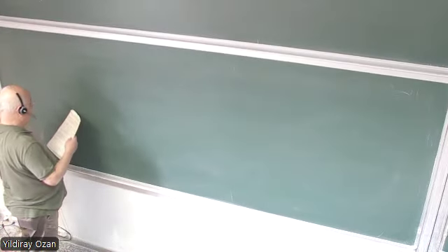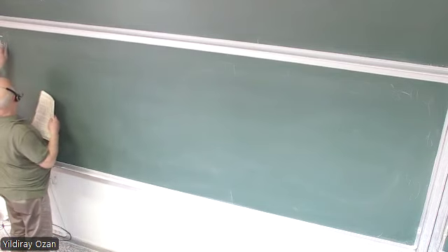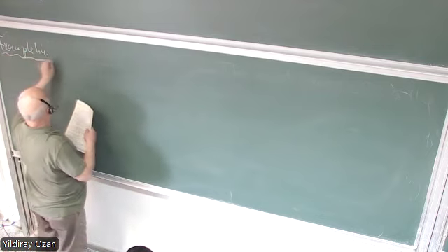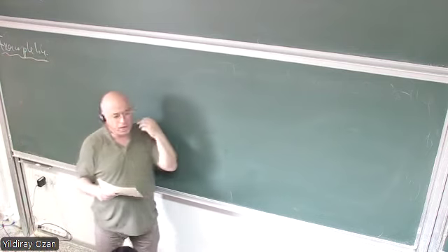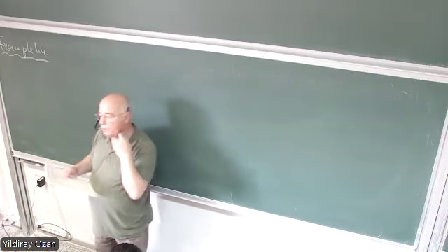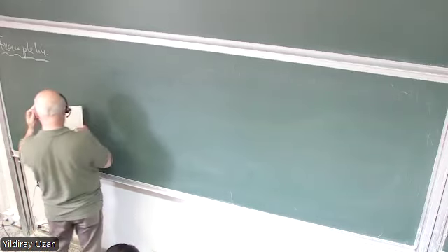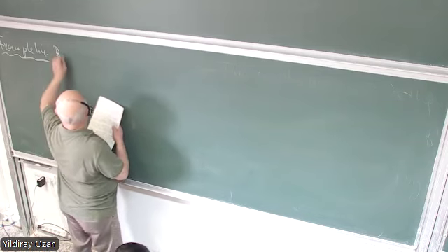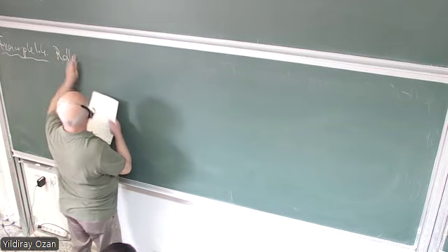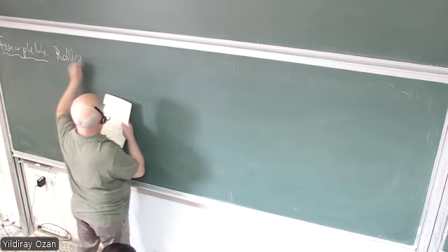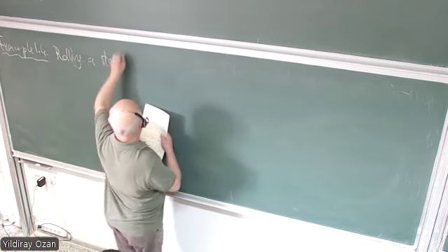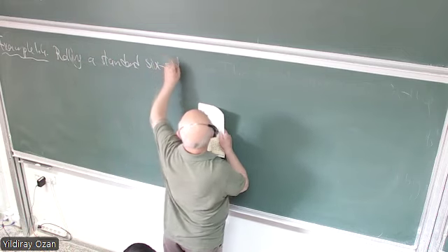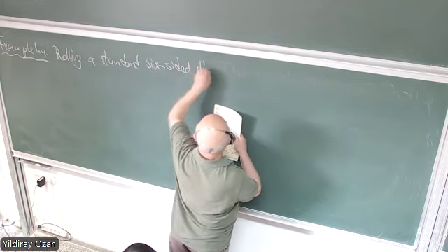Another example. We will actually revisit these examples over and over when we introduce new concepts. So, rolling a standard 6-sided die.